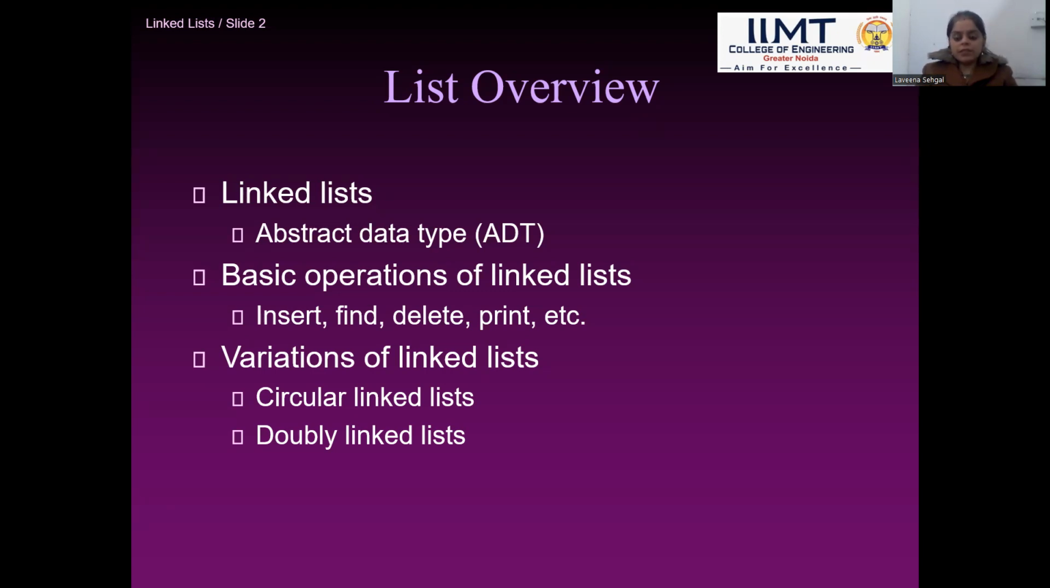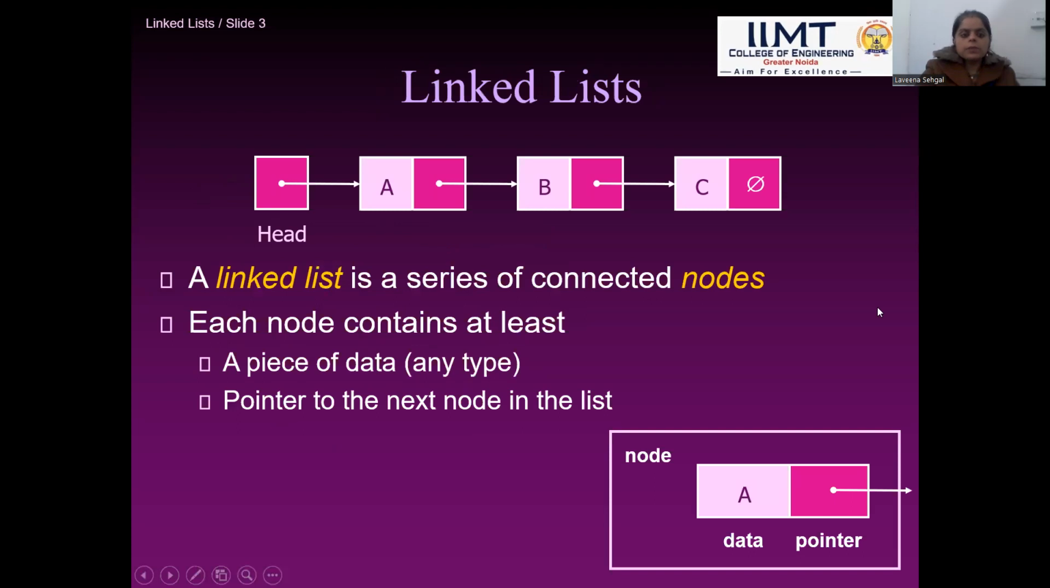So first is the linked list. A linked list is also a linear data structure. We store our data sequentially, which overcomes the drawback of the array. So this is the linked list.